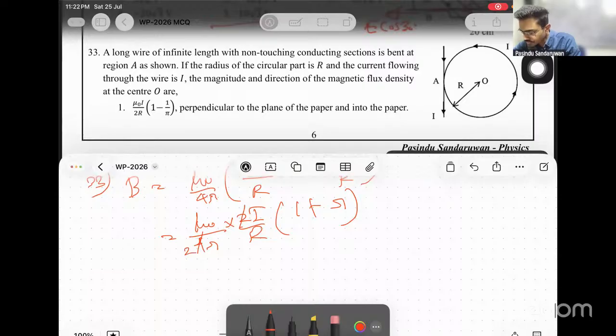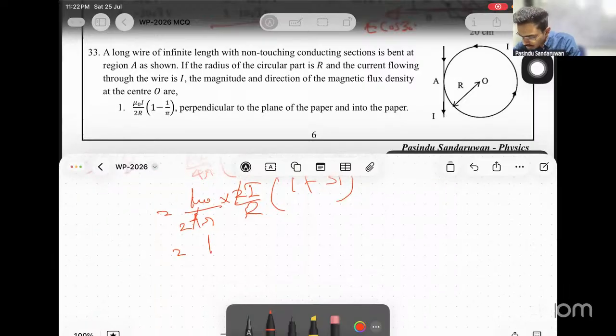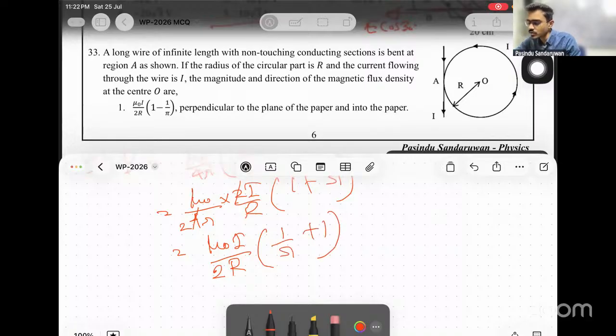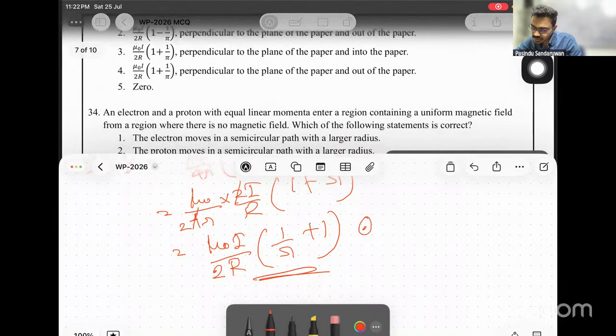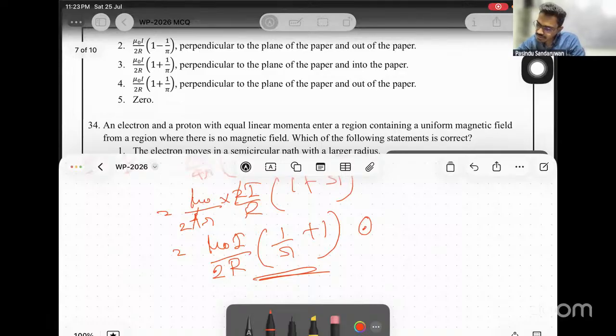The 2 cancels 2. Then mu naught I over 2R, keep it here and multiply the bracket by pi. Then this becomes 1 over pi and this becomes 1. Then mu naught I over 2R, 1 over pi plus 1. And that is outwards, there is a dot, out of the paper. So the answer is 4.